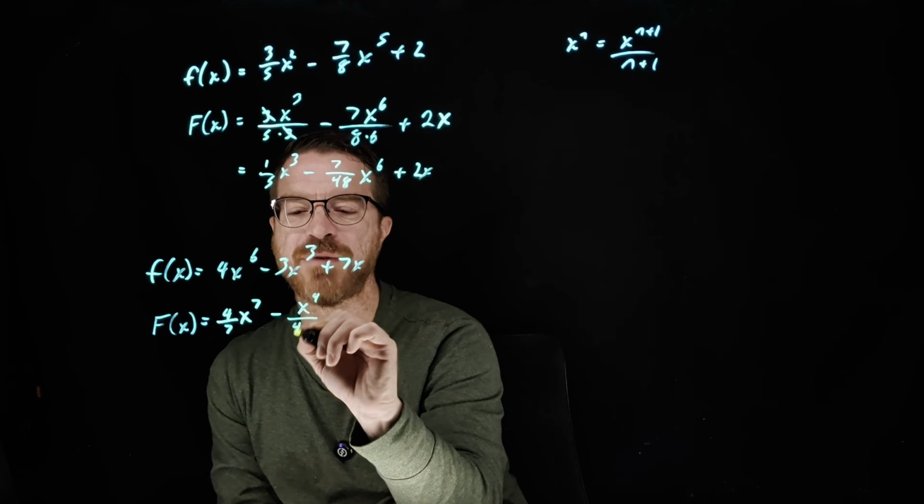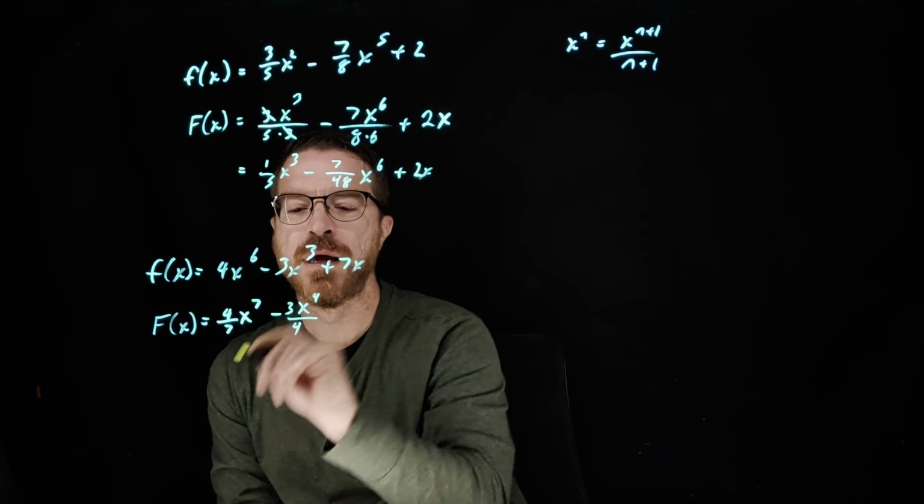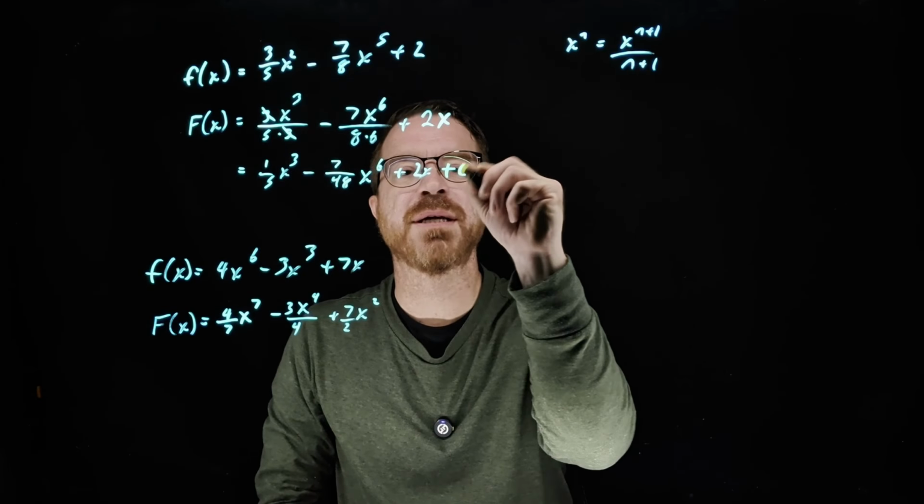So this is going to be divided by 4. So it'll be minus 3/4 x to the 4th. And then this last one will be plus x squared, so this will be 7 over 2 x squared. Now, for the first one, I actually did forget one part. I forgot to put my plus c.